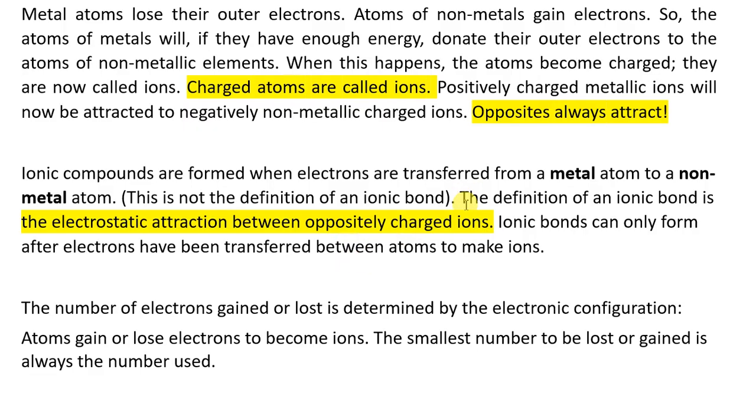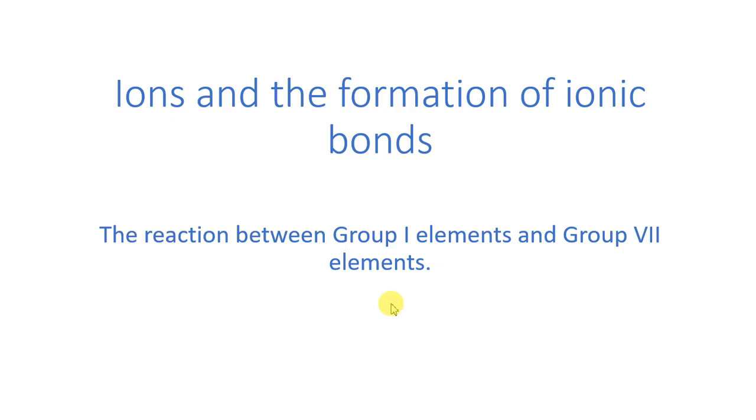The actual definition of an ionic bond is a bit different. It's the electrostatic attraction between oppositely charged ions. In other words, ionic bonds can be made once ions form. The ionic bonds can only form after electrons have been transferred. The number of electrons gained or lost, as we've seen, depends on electronic configuration. And atoms gain or lose electrons to become ions. That simple rule always goes the simplest way.